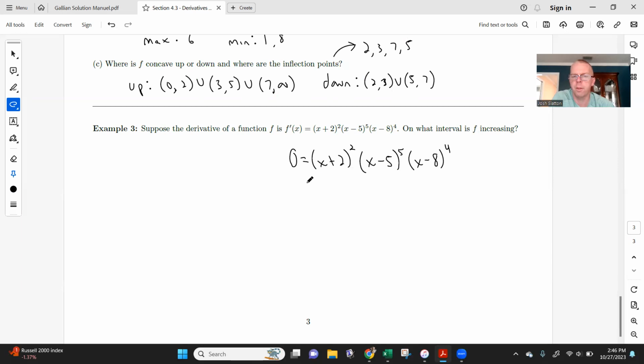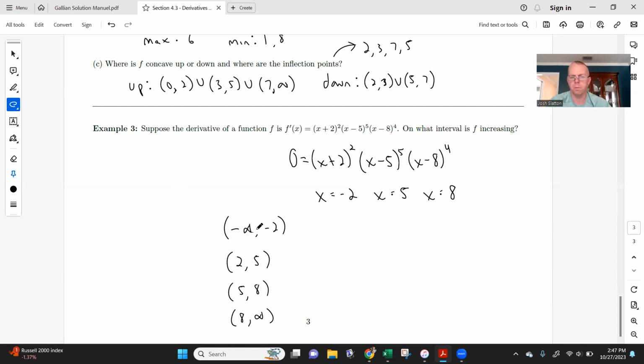And obviously, hopefully, you don't need to FOIL all this out, multiply all this out, because then you just have to redo that again to get to here. So this is what you want. So x equals -2, x equals 5, x equals 8. And so what we need to do is plug numbers in. So basically we have intervals negative infinity to -2, and then -2 to 5, and then 5 to 8, and then 8 to infinity.